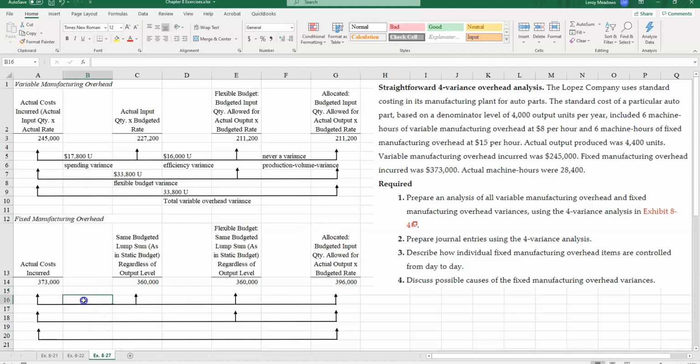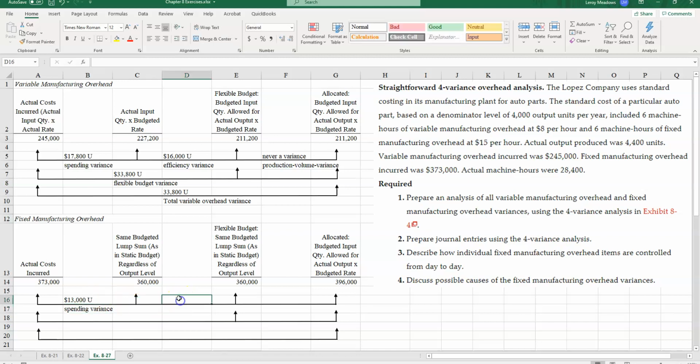So let's take a look here. What is my spending variance? My spending variance is simply the difference between my actual costs incurred and the flexible budget or the static budget, both same thing. And that was what, $13,000 unfavorable. And that is my spending variance.